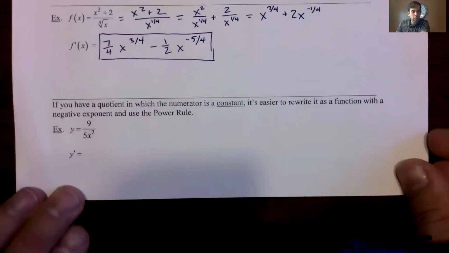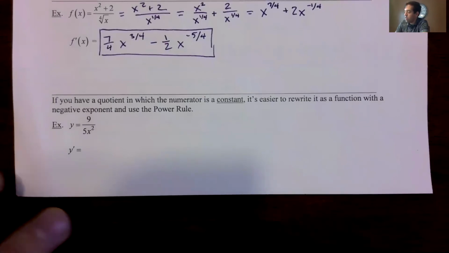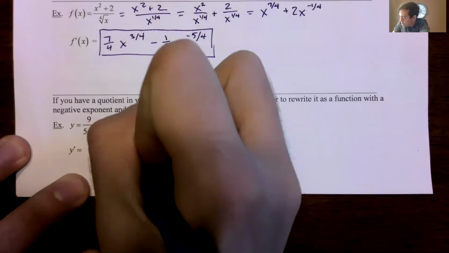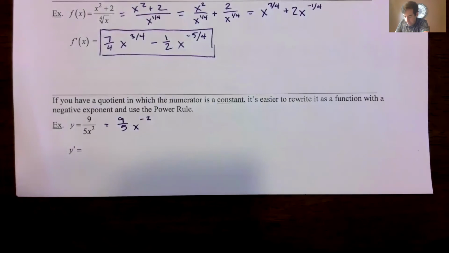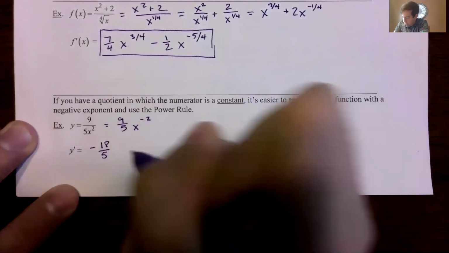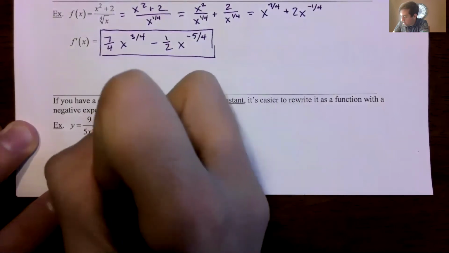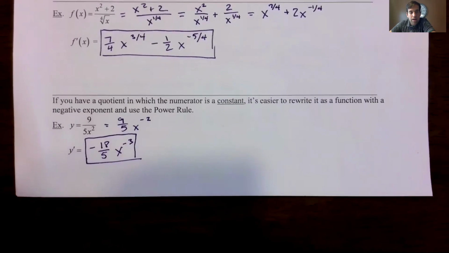Next question. If you have a quotient in which the numerator is a constant, it's easier to write it as a function with a negative exponent and use the power rule. So that's similar to what we just did. So we can write this as 9/5 x to the negative 2. And now we can just use the power rule. So 9/5 times negative 2 is going to be negative 18/5, and we have x to the negative 3. And you can just leave it like that, or you can move the x to the third to the denominator if you want. All right, hopefully that's not too bad. Let's take a look at the next and final page of the notes.